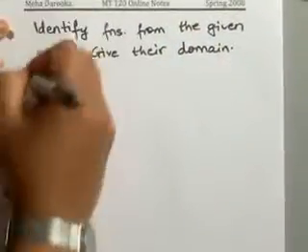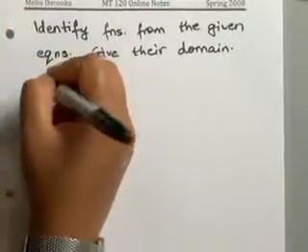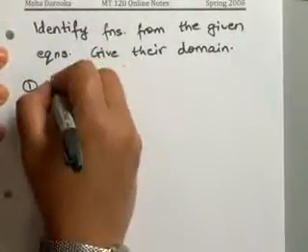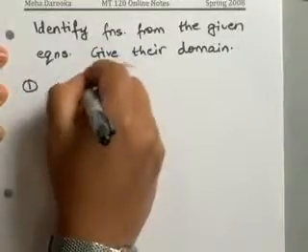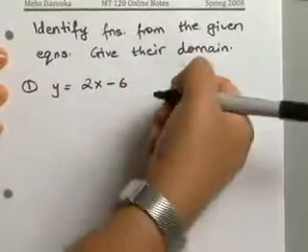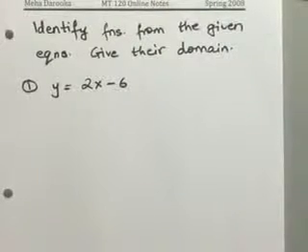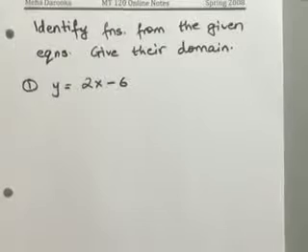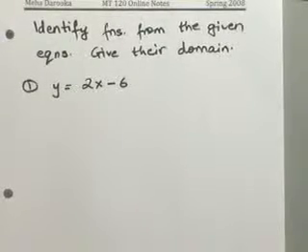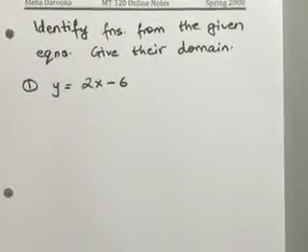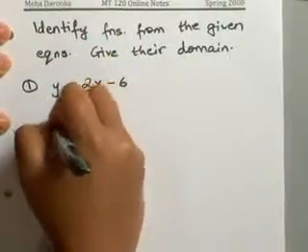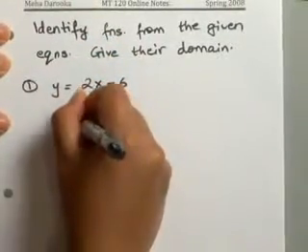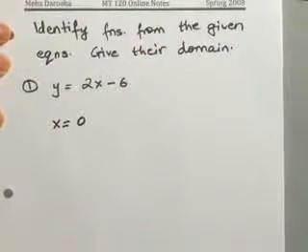Okay, so we're going to identify them as functions or relations, and then we also need to come up with the domain for each one of these equations. So let's look at y equals 2x minus 6. Now, when you are given an equation, what you will do is take just any random value for x.